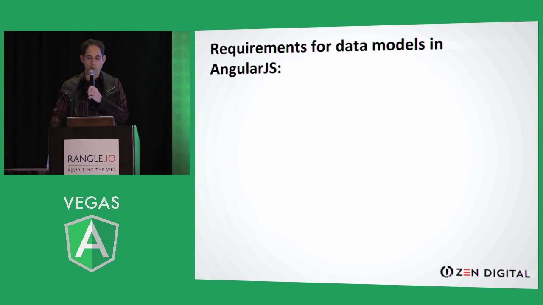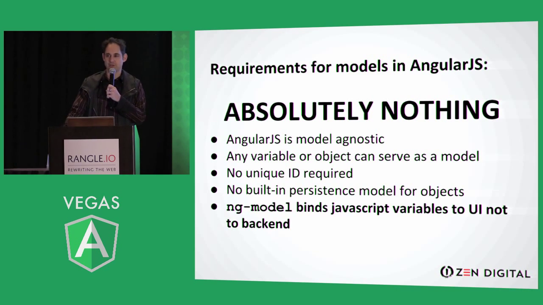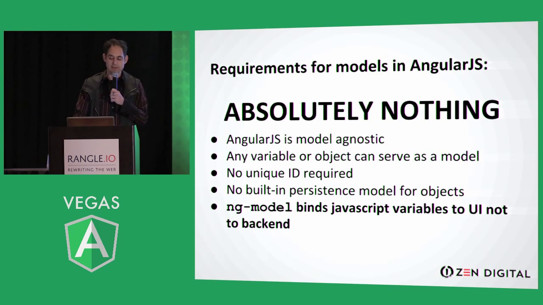So first, what are the requirements for the data models in AngularJS? Absolutely nothing. That's one of the great things about AngularJS, that there's no imposition on you for how your data has to be modeled. So that's great, but that freedom can also come at a price of, well, how should I structure my data, especially for storage and the like. But AngularJS is completely model agnostic. Any variable or object can serve as a model. There's no unique ID required, which other frameworks sometimes have. However, there's also no built-in persistence model for objects. ng-model binds JavaScript variables to the user interface, not to the backend.